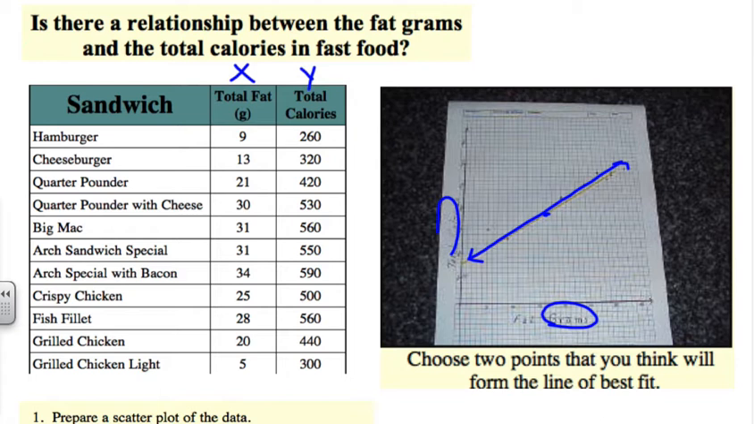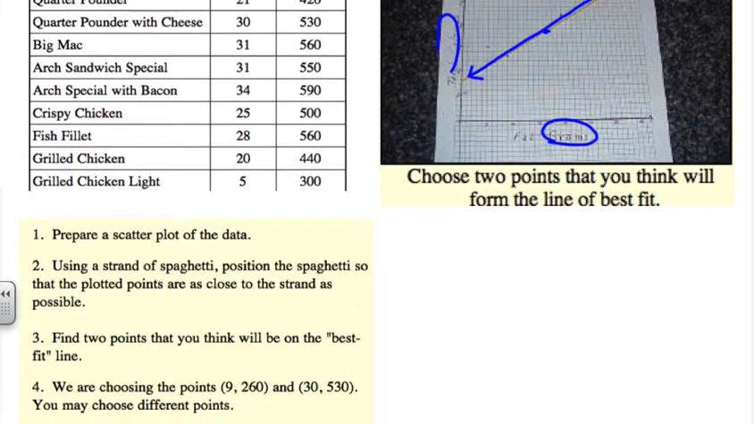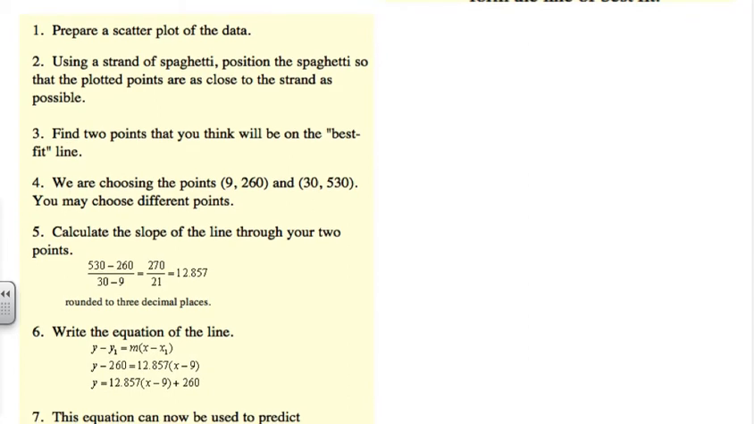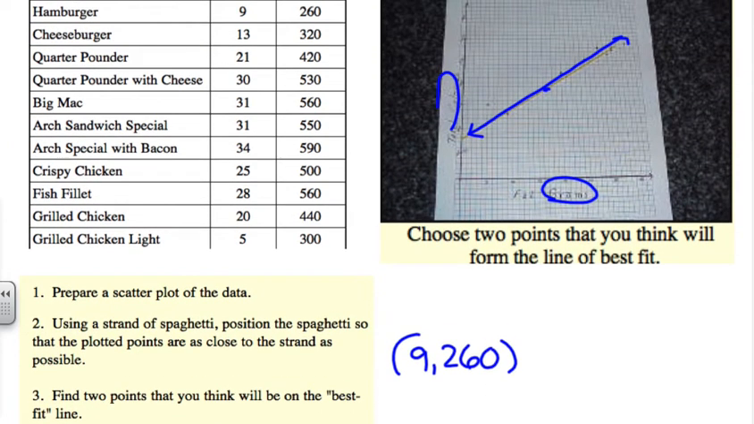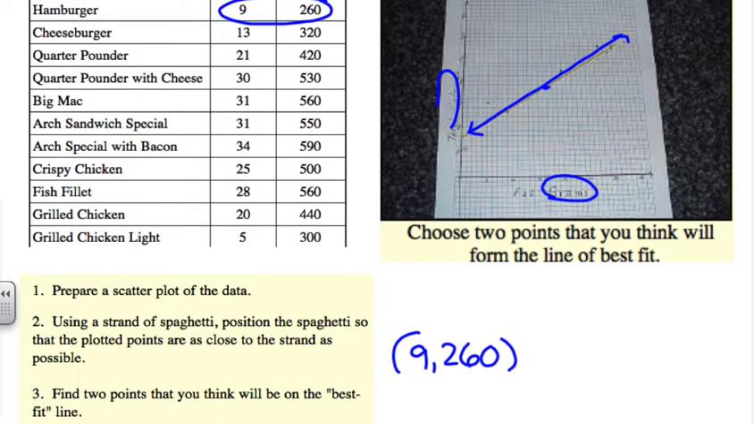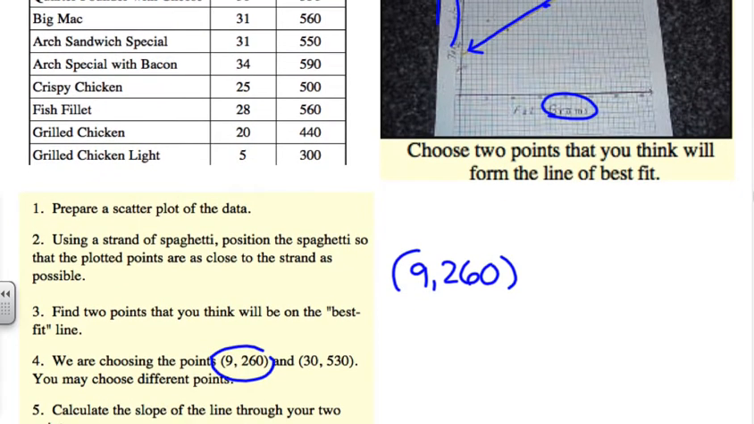To calculate it an easier way, I did put the steps down here in the yellow, but we're going to go ahead and do it one more time. So again, we just plotted the points, and we're going to use the point slope formula. So we're going to choose 2 points, 9 and then 260. So where did I get that point from? Up here for the hamburger. So I'm just choosing that point. Then I'm going to choose one more, 30 and 530. Could you choose other ones? Yes.